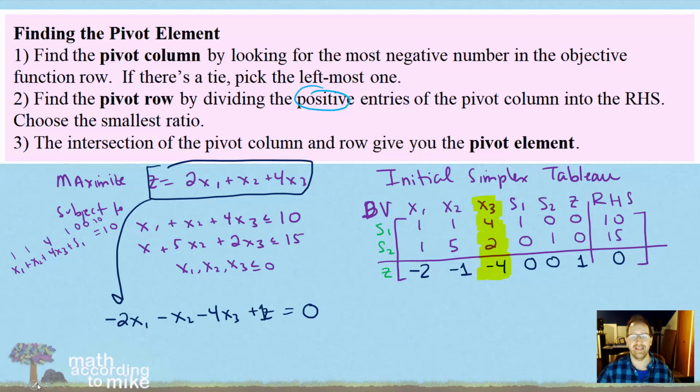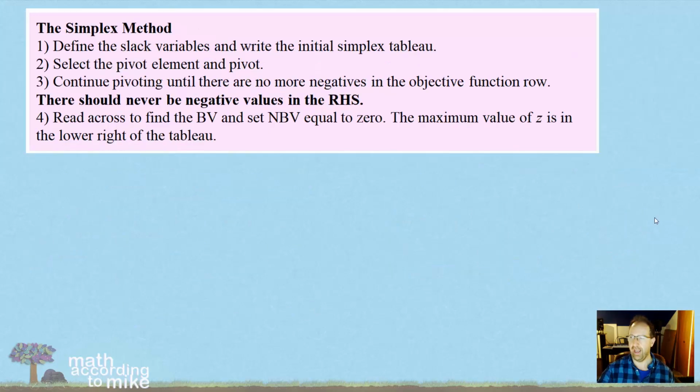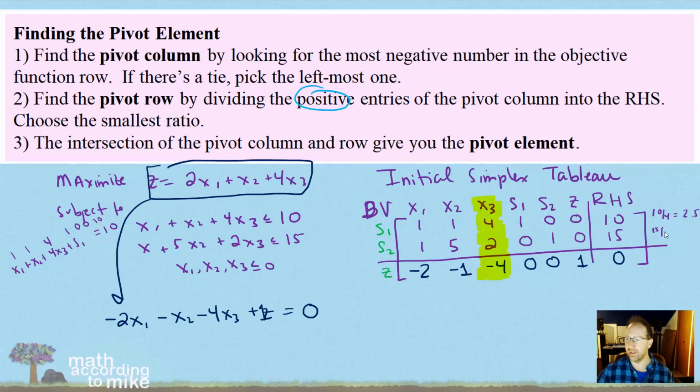Okay. To find the pivot row, you take the positive entries in the pivot column. Which entries of the pivot column are positive? The 4 and the 2. That's it. We ignore the -4. It's not there. And this is the important part. We divide them into the right-hand side. So that means we would say 10 divided by 4, which is 2.5. And we would say 15 divided by 2, which is 7.5. So take the positive entries of the pivot column and divide them into the right-hand side. I forgot to say that earlier.